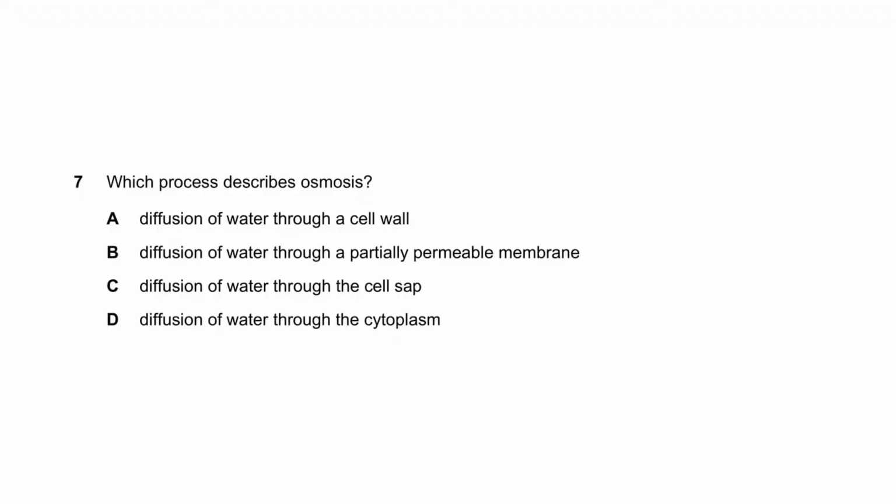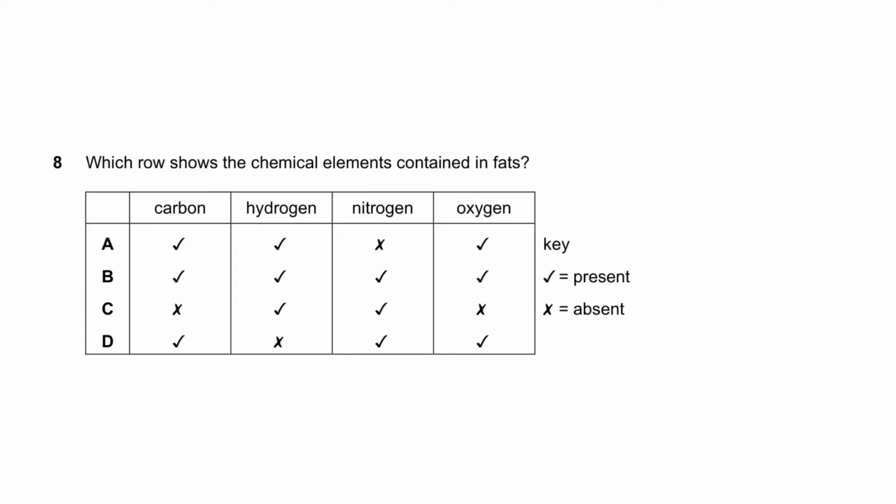Question 7 says which process describes osmosis? Now, as I said in the previous question, osmosis is the diffusion of water through a partially permeable membrane. That's the two criteria. It has to have water and it has to be through a partially permeable membrane for it to be osmosis. Question 8: which row shows the chemical elements contained in fats? Fats contain carbon, oxygen, and hydrogen, so the answer is A.